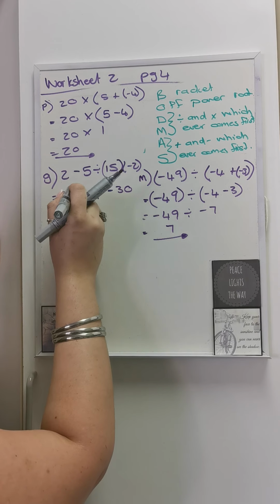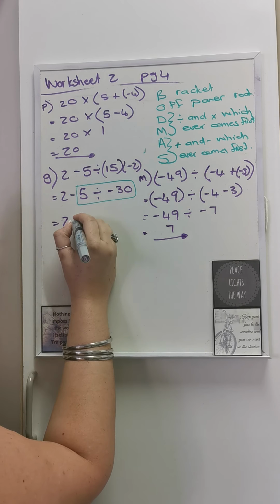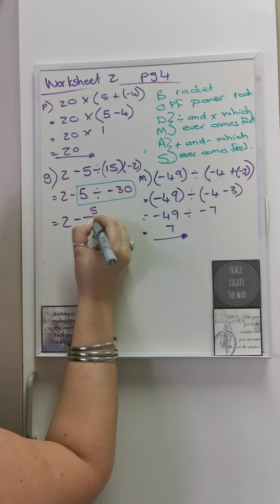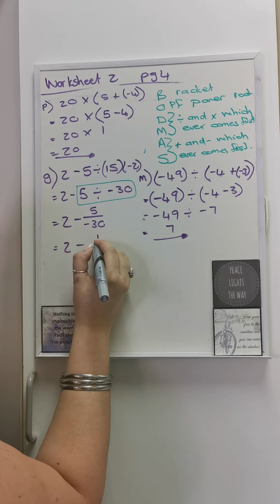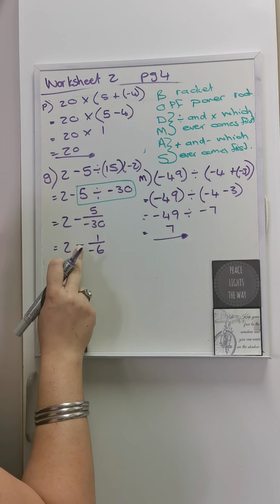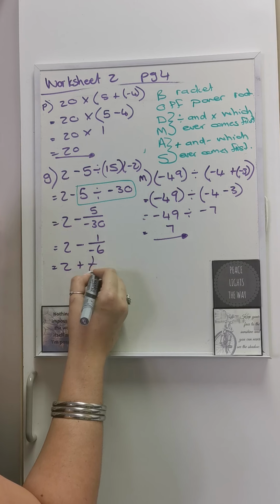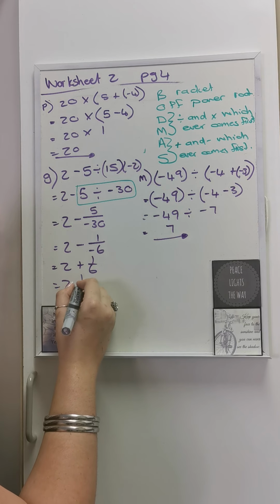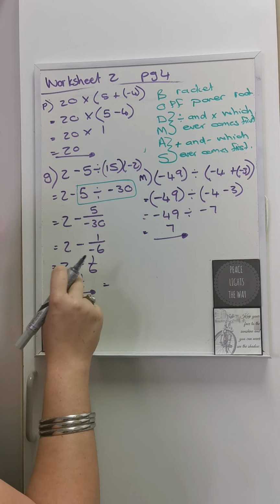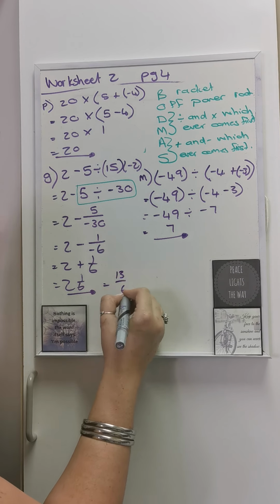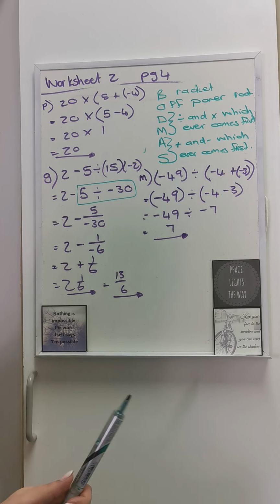And then this is now a division sum. And this is where the mistake actually came in. So it will be 2 minus 5 over negative 30. So it will be 2 minus 1 over negative 6. A minus and a minus is a positive, so it will be 2 plus 1 over 6. So my answer will be 2 and a 6, or 13 over 6. Okay, there we go for number 1.